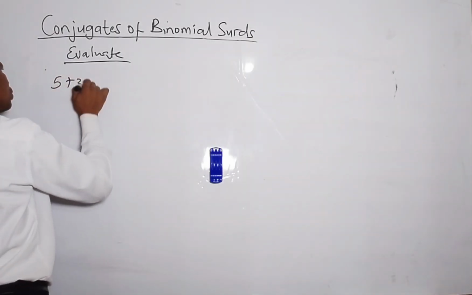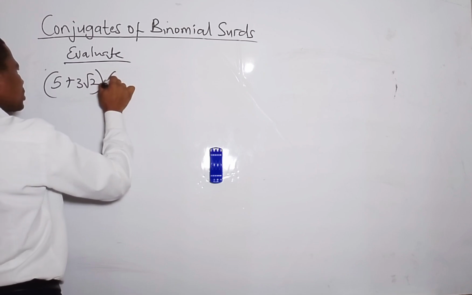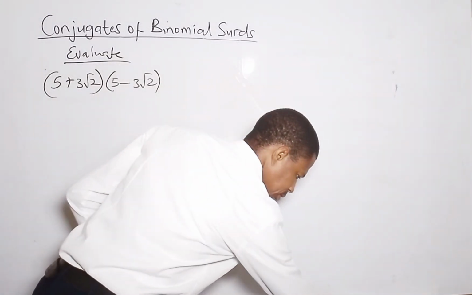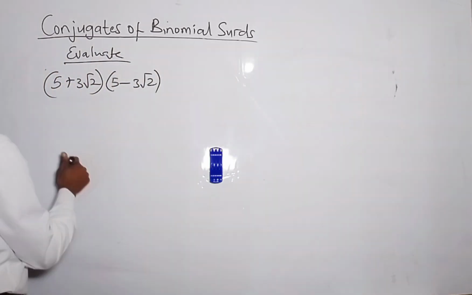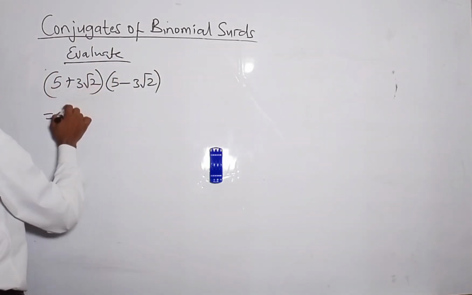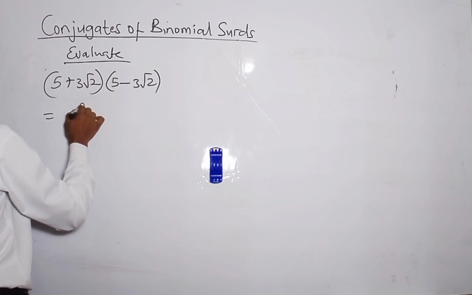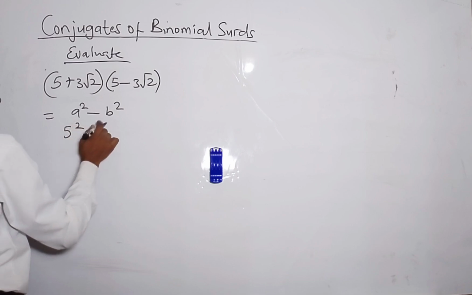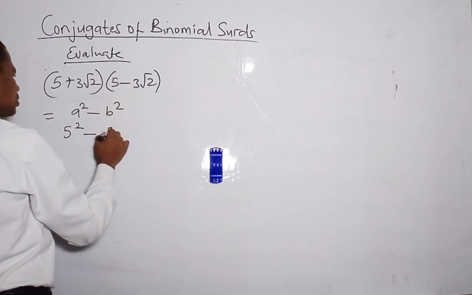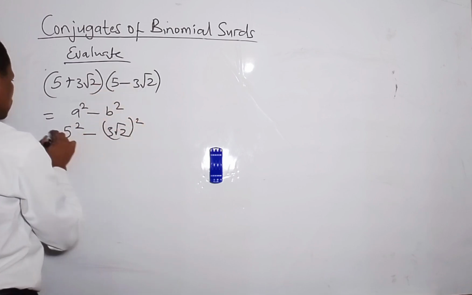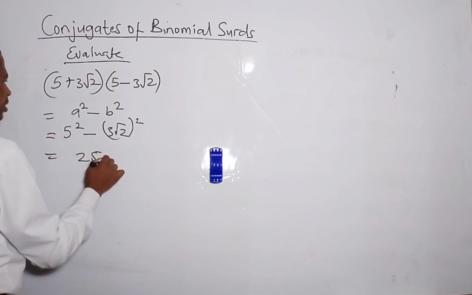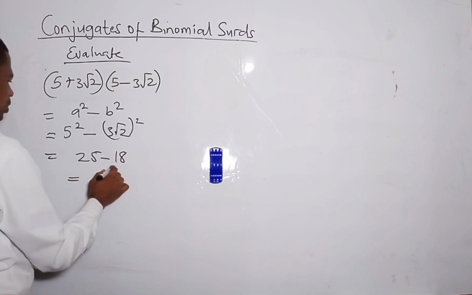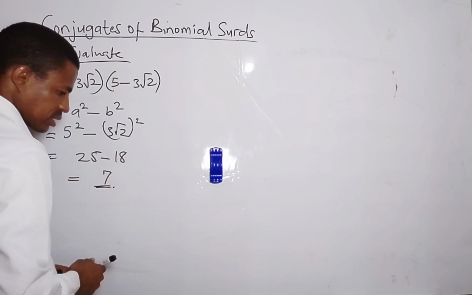5 plus 3 root 2 in brackets, 5 minus 3 root 2 in brackets. When we have things like this, we just simply say a squared minus b squared. What's a? Here, 5 squared minus b squared, which is 3 root 2 squared. That gives us 25 minus 3 times 3, 9. 9 times 2, 18. So we have 7 as our answer.